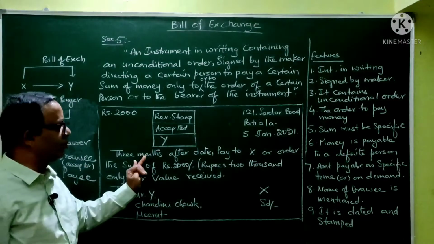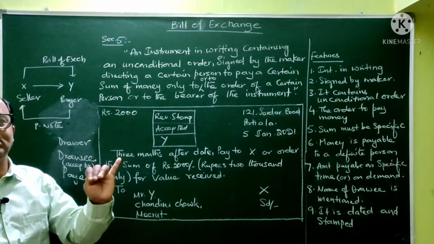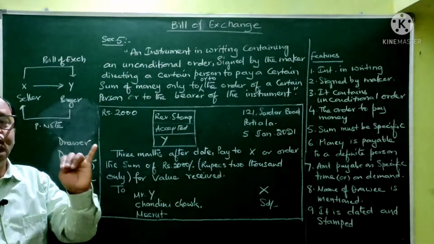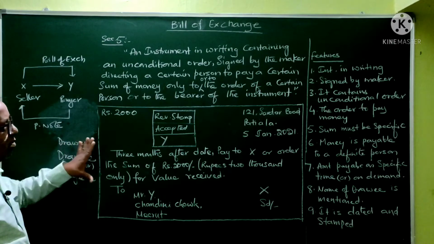In other words, he accepts to make the payment, whatever is written in the instrument. Then again, the payee is the person who receives the payment on the due date on this particular bill. So these are the 3 parties to a bill of exchange.